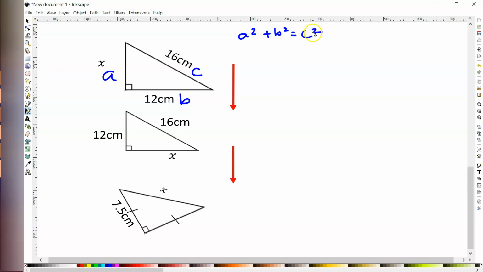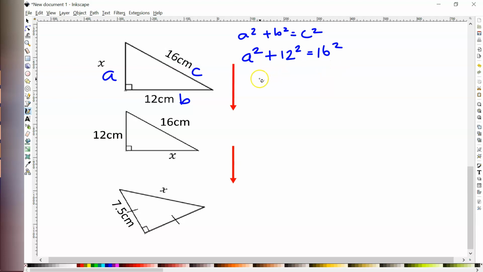It's a bit of a challenge, so it does require us to think what we're trying to find. But for now, let's plug in the numbers that we know. I don't know what this x is, so I'll leave it as it is. You could leave x in there. Plus, I do know what b is. B is 12, so that'll be 12 squared equals c is 16 squared.